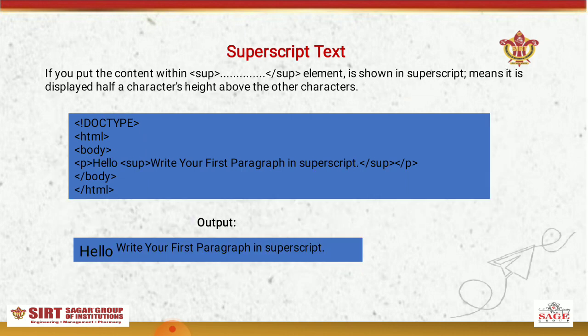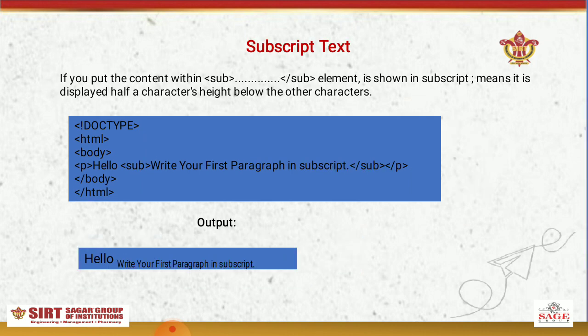Superscript tag. If you put content within the sup tag, the element is shown in superscript, which means it is displayed half a character height above the other characters. So this is our example. Subscript tag. If you put content within the sub element, it is shown in subscript, which means it is displayed half a character height below the other characters. This is our example.